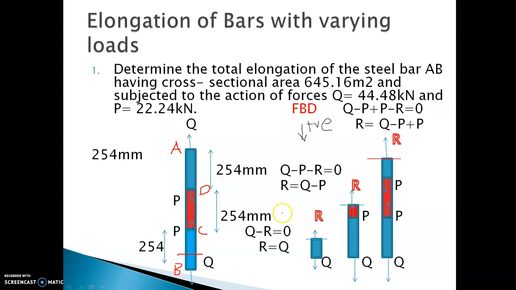Now let us apply the equation of equilibrium, sigma V equal to 0, in this bottommost portion. What sign convention are we taking? We are taking all the forces acting downwards as positive. So here Q is acting downwards, so let us take it as plus. Now R is acting upwards, so let us take it as negative. So Q minus R is equal to 0. So you will get the resultant reactive force R is equal to Q.